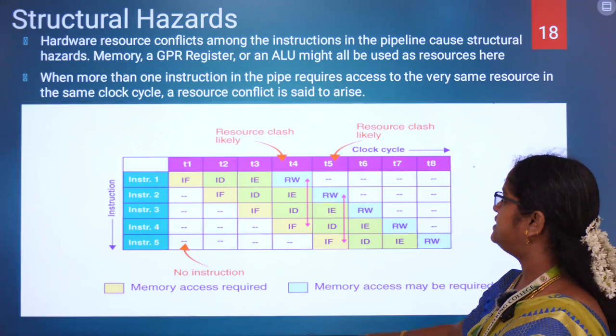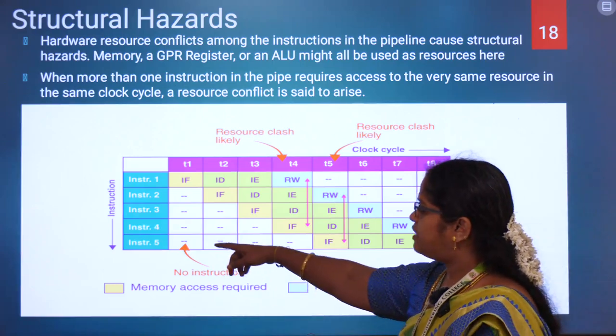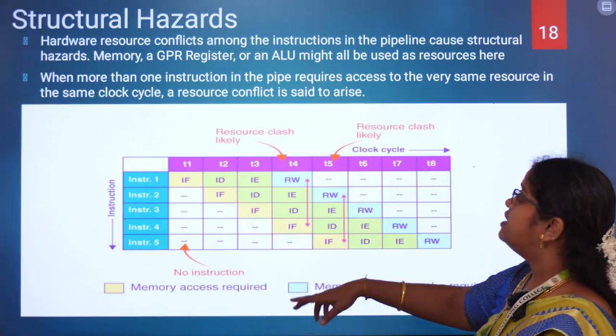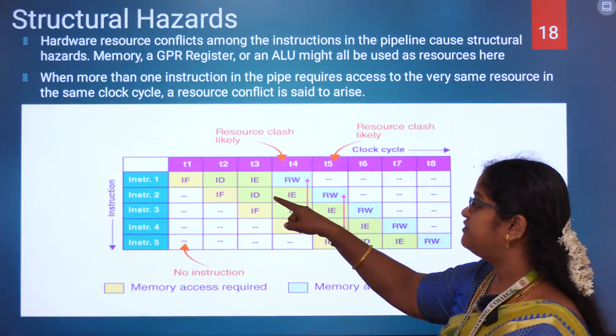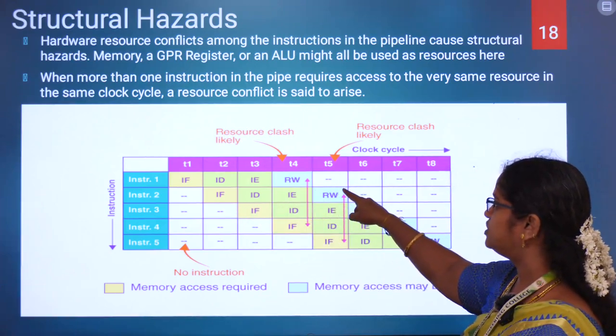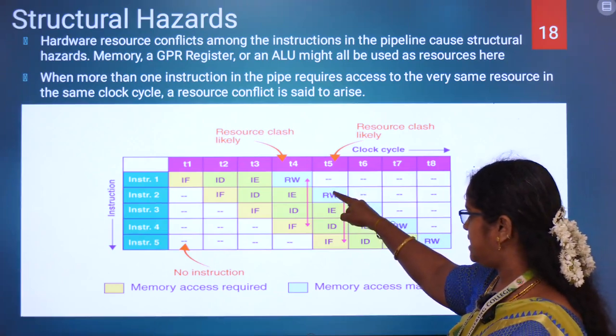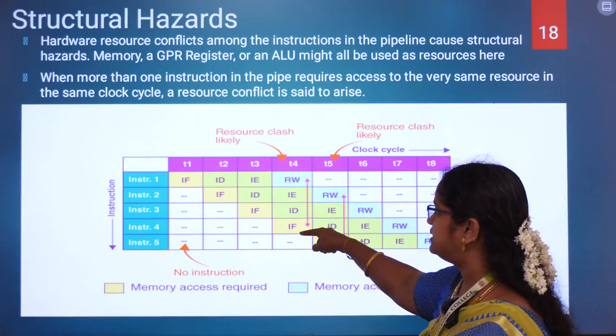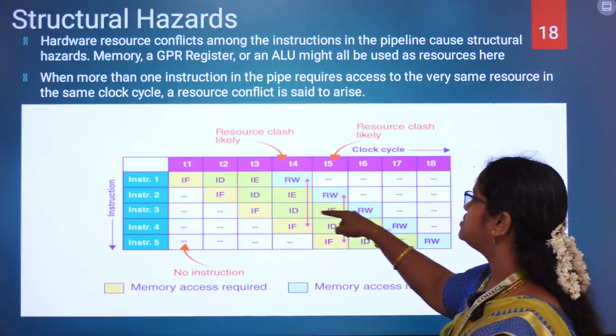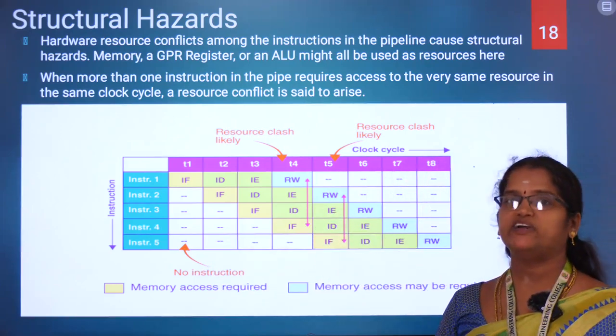For example, in this diagram, we are using 5 instructions. In these 5 instructions, during the 4th clock cycle, the first instruction needs to read and write the result, and at the same time, in the same clock cycle, instruction 4 also needs the memory for the fetching process.